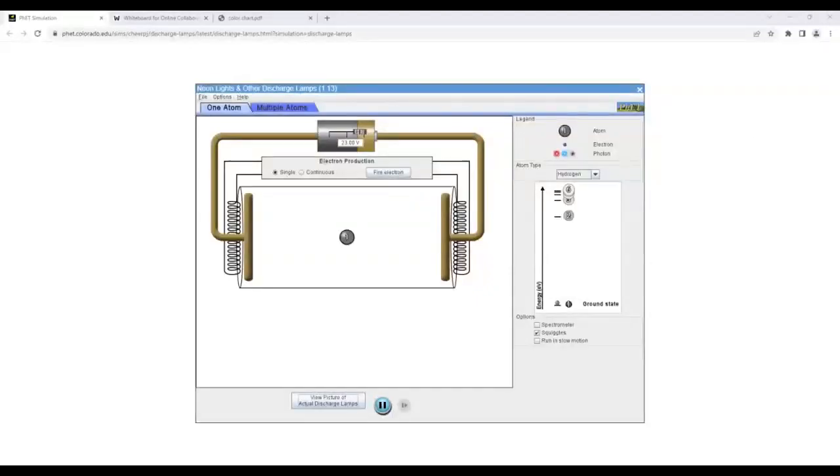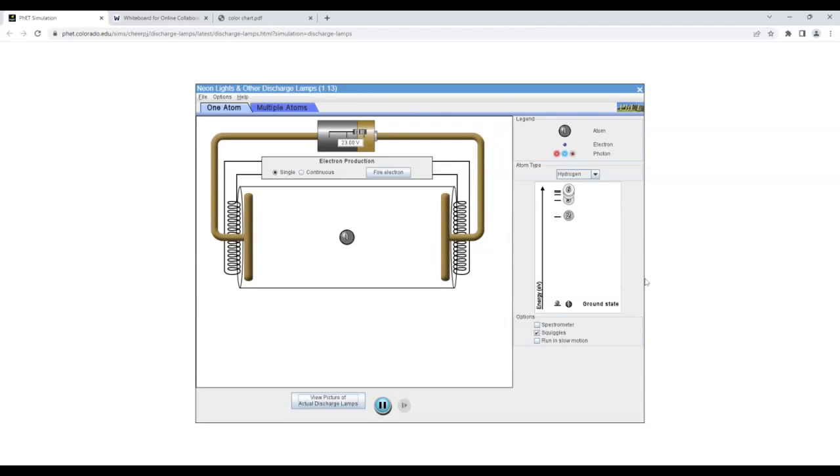All right, let's go ahead and look at some of the information necessary to complete Lab 14. The link to this is available in several places, including in the lab assignment itself and on the lab paper. And we have discharge lamps.